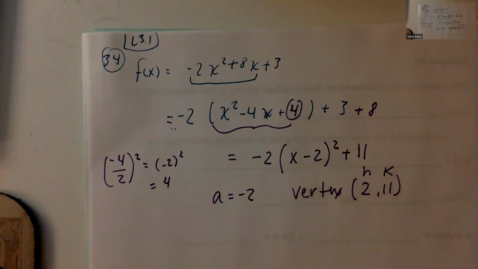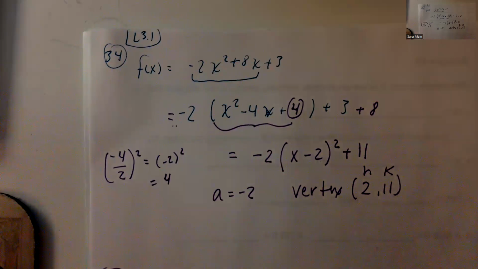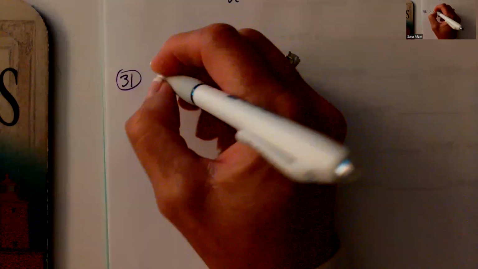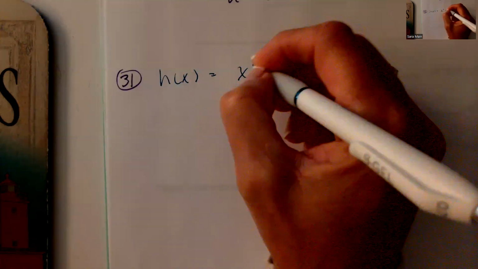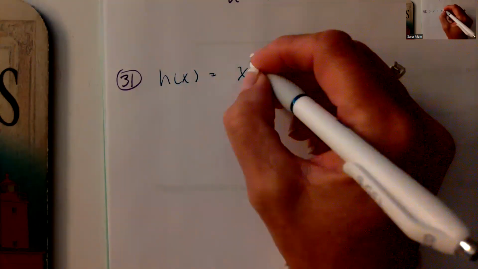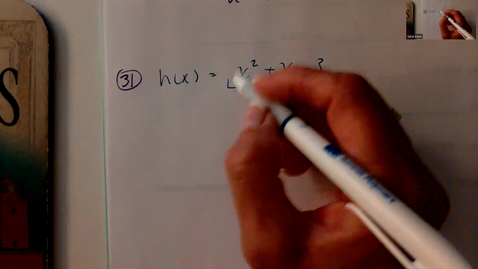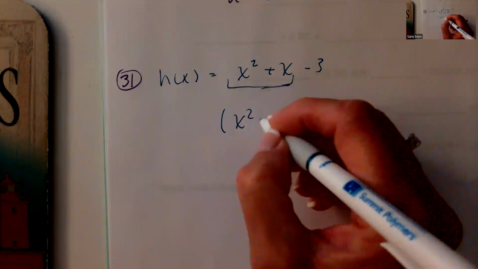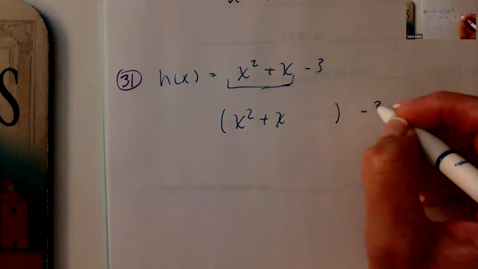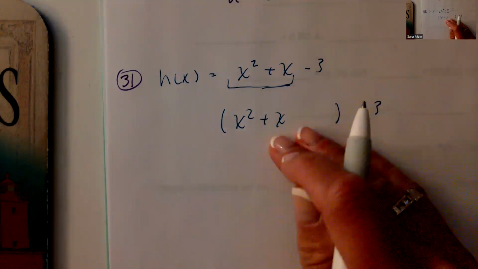How about we do one more. Let's look at 31. It has h of x equals x squared plus x minus 3. So again, I'm going to separate these two terms out front. I have a 1 on my x squared term, so that's good. That's what I want. And so it's going to be x squared plus x. I have to add something here to complete the square.